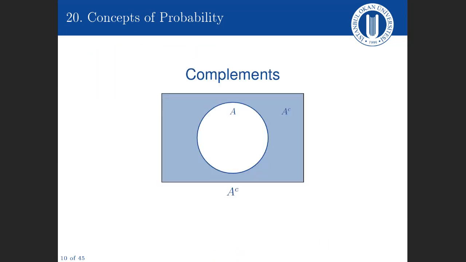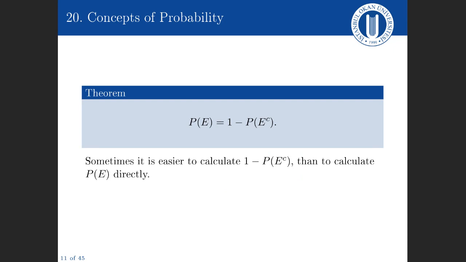Another useful technique for calculating probabilities is using complements. A is this white circle, and the complement of A is everything not in A. Everything that's in the sample space, but not in A. And we have a nice formula which says the probability of an event E is equal to 1 minus the probability of E complement. This is a nice formula first because sometimes it's going to be easier to calculate 1 minus the probability of E complement than it is to calculate the probability of E directly.